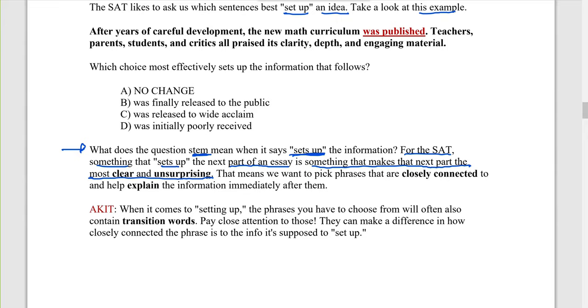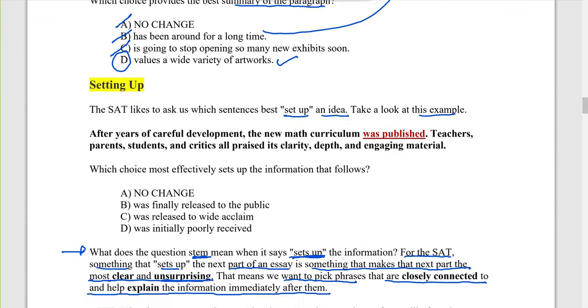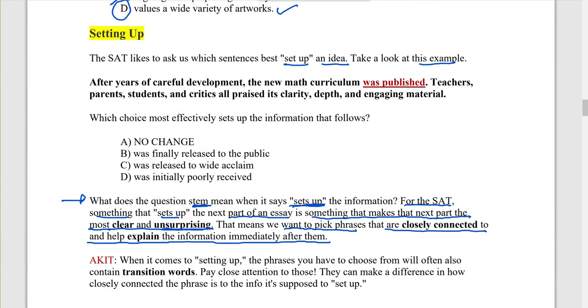So what does it mean sets up? If it appears in a reading passage or a language passage, it means something that makes the next part of the passage or the paragraph the most clear and unsurprising. There is no surprise. There is no sudden turn of direction, just expected. That means we want to pick phrases that are closely connected and help explain the information immediately after them. That's the meaning of setup. Okay? That's why here, that needs people who are aware of what we are saying right now.